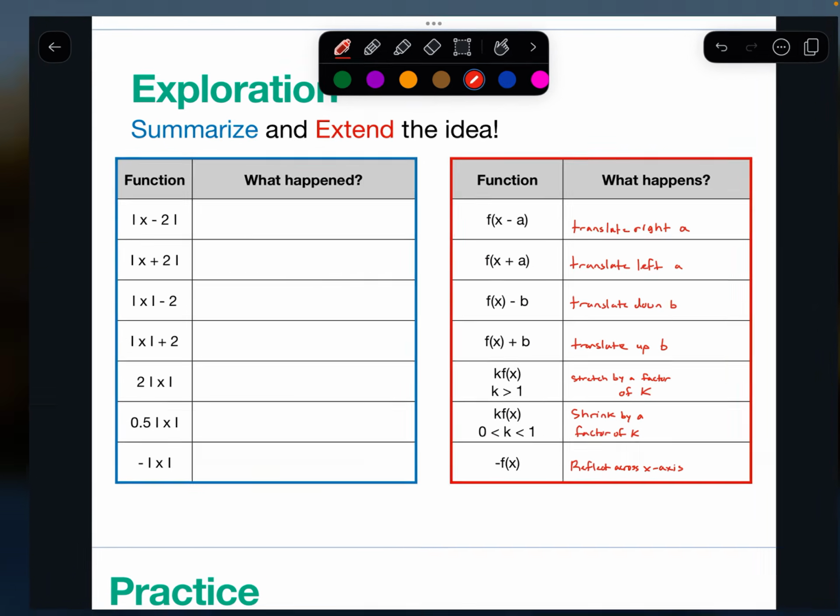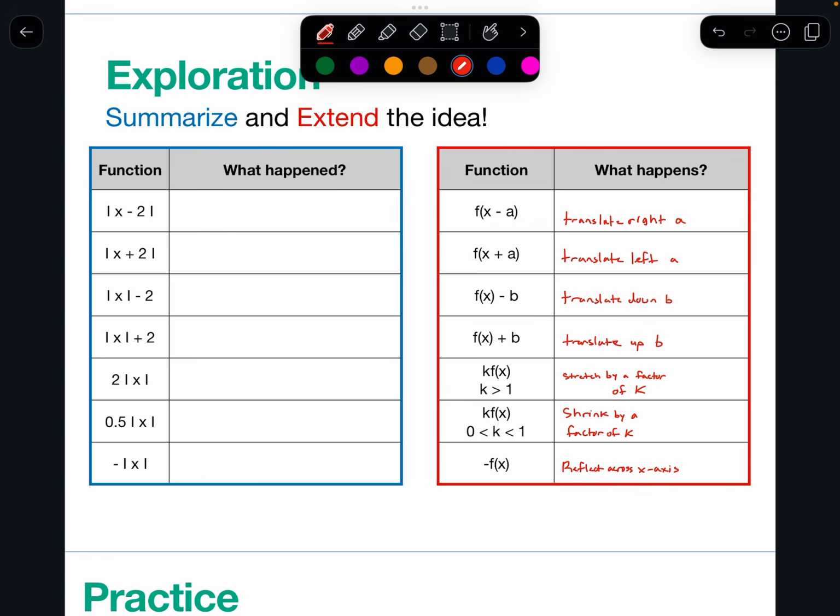So if we take all of those ideas and summarize them, you could take a look at the table on the right-hand side. And you could write this down or take a picture of it, whatever you want to do. When we add or subtract inside of the grouping symbols of a function, like absolute value symbols, that causes a horizontal translation. Right for subtraction, left for addition. When we add or subtract outside the grouping symbols for a function, the graph translates the way you might expect. Down for subtraction, up for addition.